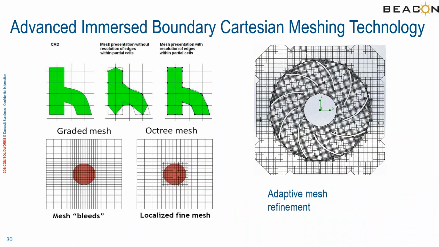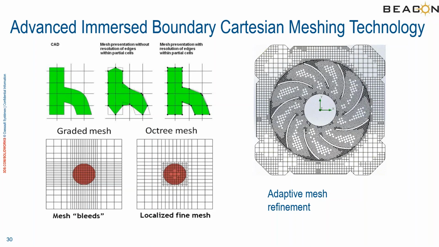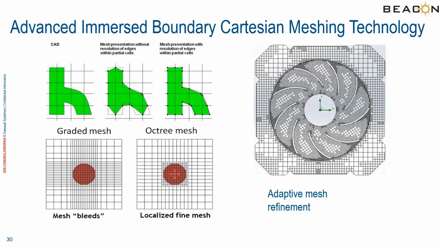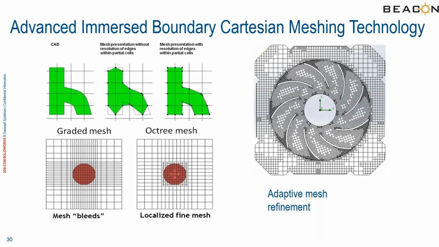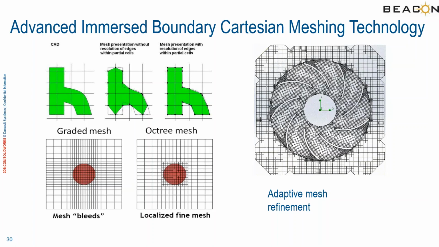So SolidWorks uses the advanced immersed boundary condition meshing technology here as well. With the help of this adaptive meshing, we can capture the very critical mesh areas where the fluid flows are unpredictable. We can capture these flow areas with the help of adaptive mesh refinements.